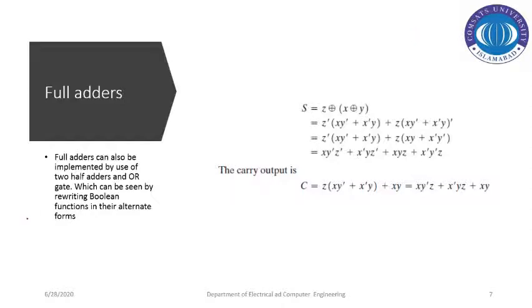So in order to implement the full adder, we can implement it by using half adders and OR gates. This is basically the objective of today's lab. We have to implement a full adder circuit by using the half adder circuit, which we have designed previously in our previous lab.